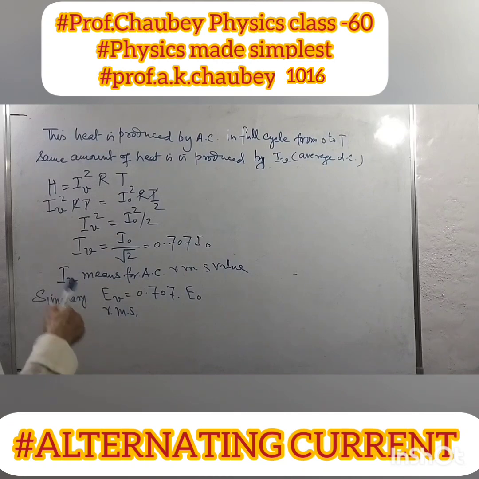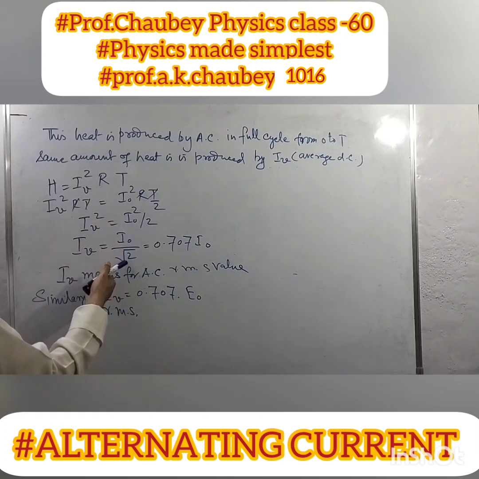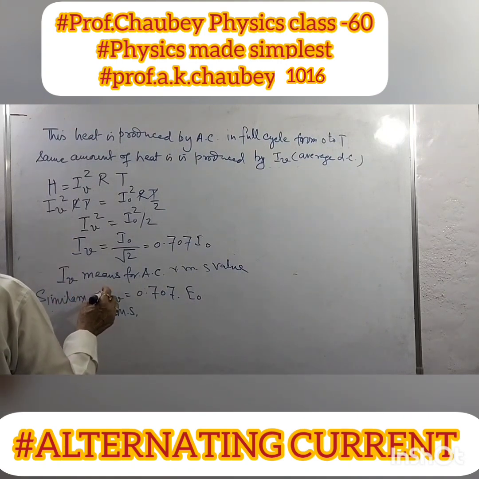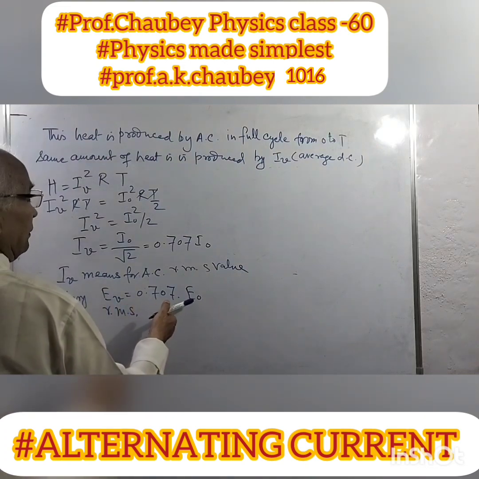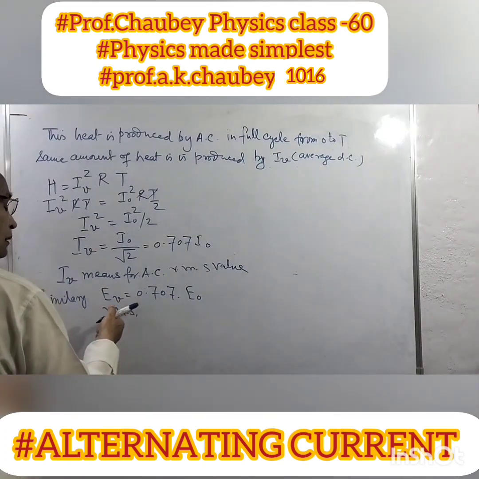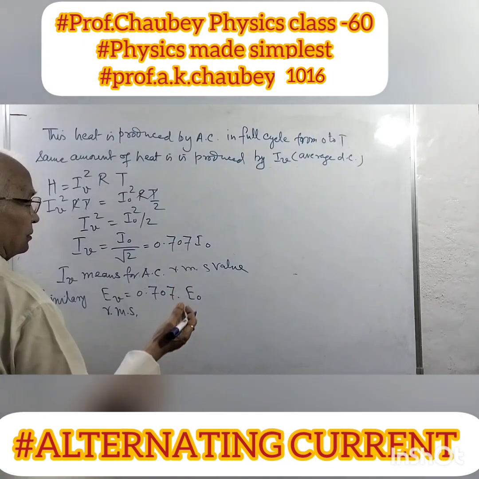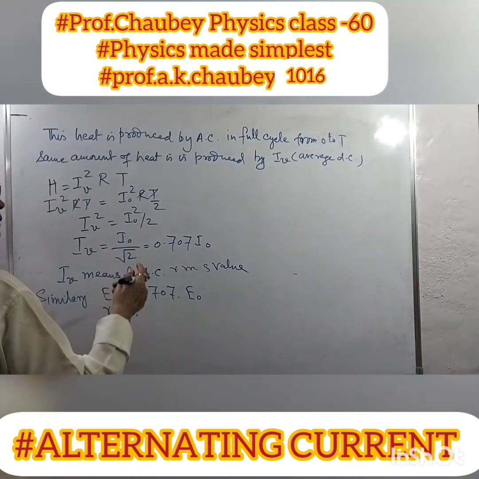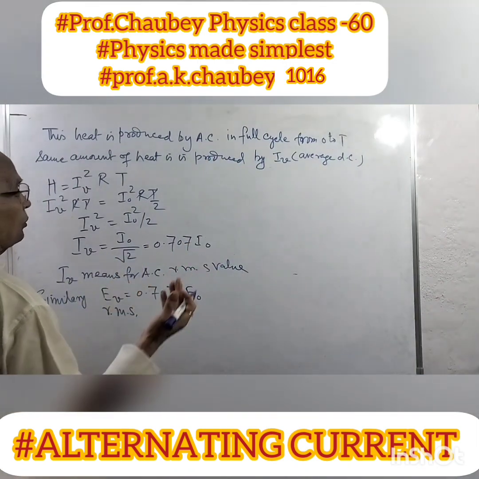Root mean square, because you square this and then take the root. Similarly, it can be shown that IB and EB both are 0.707 of the maximum peak value, and these are called RMS values, root of mean squares. It means I1, I2, I3, currents at different times, you square them, add them and take the root of that.